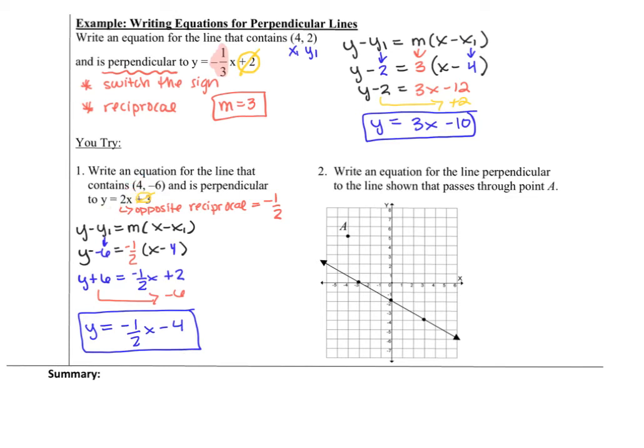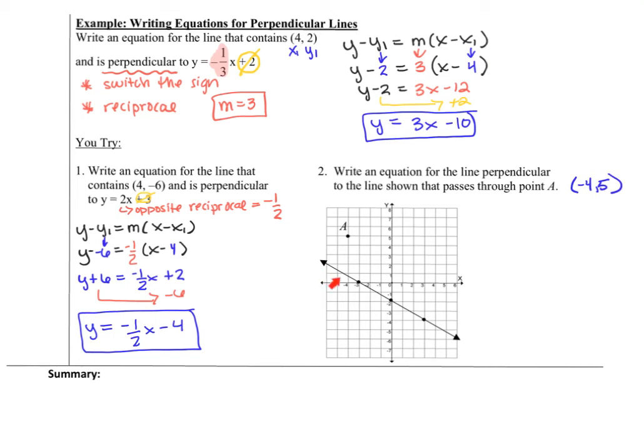This will give you the equation of a line that is perpendicular to this line passing through this point. For the last example, we're going to write an equation for a line perpendicular to the line shown that passes through point A. So let's look at point A. It is at negative 4, 5.